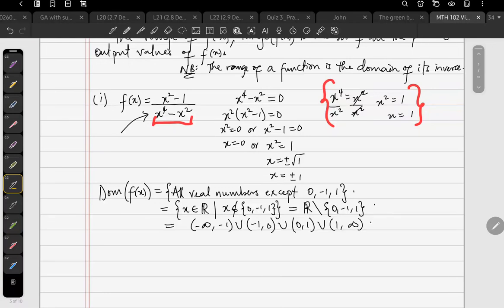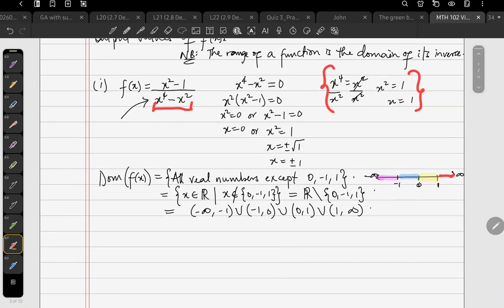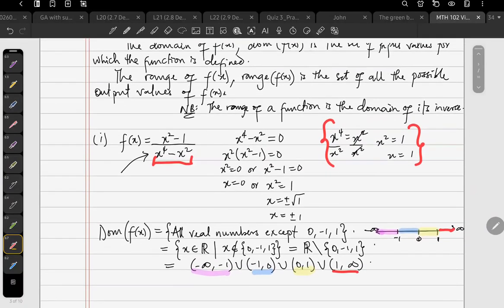Because the 3 points divide the entire real line into 4 segments. So if I have negative infinity and infinity, with negative 1 here, 0 here, and 1 here, they have divided the real line into this segment, this one, and I'm out of colors, so let's use red, this one. Those are the 4 segments that we have here. These, and this. So that's the domain. What about the range?